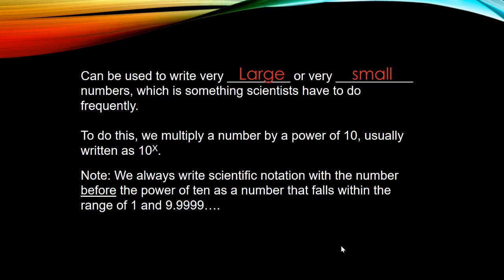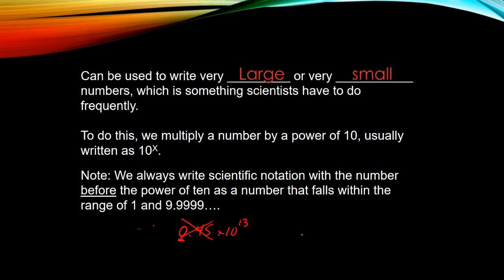Now, to do this, we actually multiply a number by a power of 10, usually written as times 10 to the x power, x just being a positive number or a negative number. And then, as a side note, we always write scientific notation with the number before the power of 10 as a whole number, meaning it has to fall within the range of 1 and 9.99. So we should never write scientific notation as something like 0.45 times 10 to the, let's just say 13th power. So we should never start it with 0.